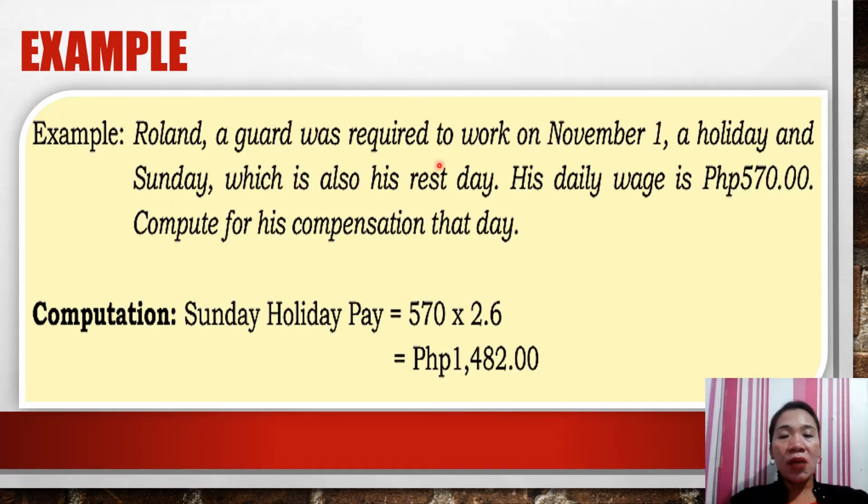Roland, a guard, was required to work on November 1. November 1 is a holiday and it falls on Sunday, which is also his rest day. His daily wage is 570 pesos. To compute his compensation that day, we multiply the daily wage times 2.6. So what he receives for the first 8 hours is 1,482 pesos.